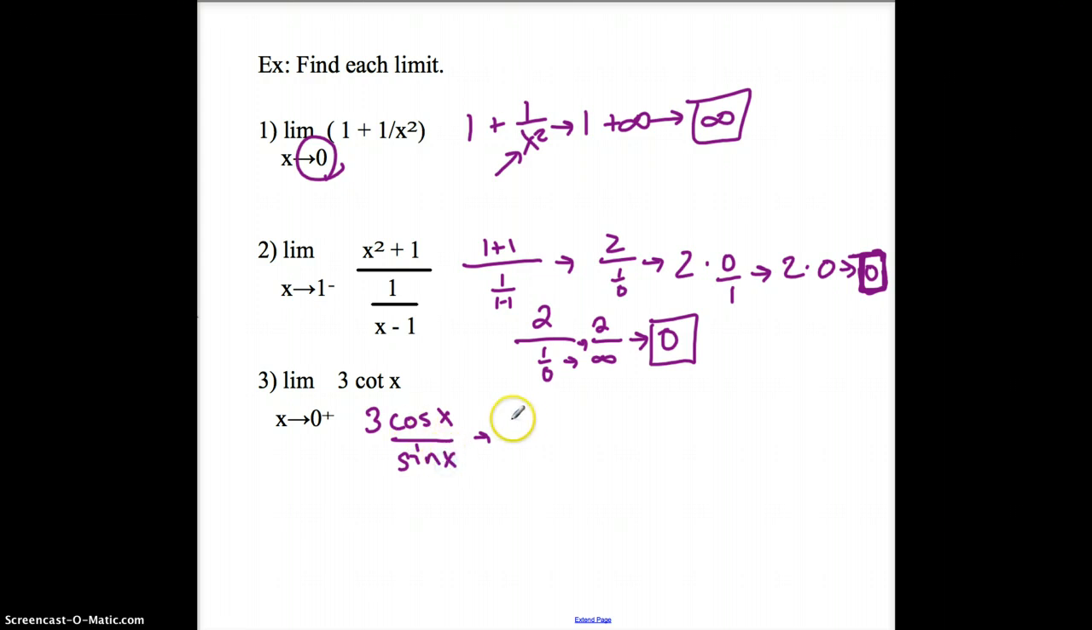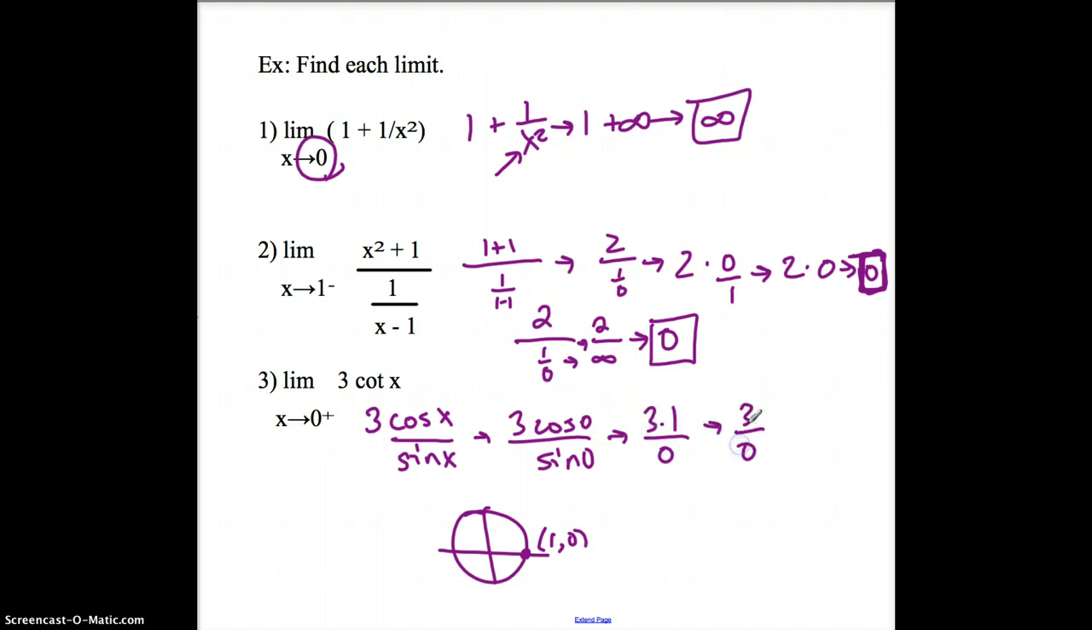All right, so 3 times cosine of 0 over sine of 0. Remember, what's sine of 0? Here's 0. Sine is the second number. So sine of 0 is 0. And then cosine is 1. So we have 3 over 0. What does that approach?